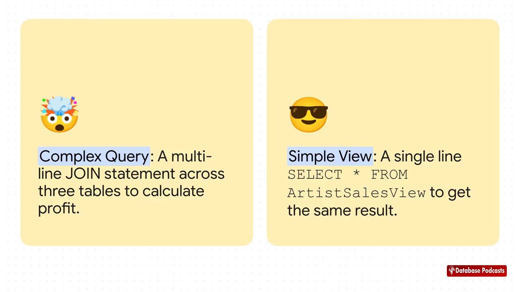This, right here, is the magic of views in action. Look at the left. That's the messy, complex join you have to write every single time. Now on the right, that's all you need after you've bundled all that logic into a view. You just run a simple select from your new artist sales view. All that complexity is just tucked away, hidden from sight, making your code so much cleaner and easier to read.